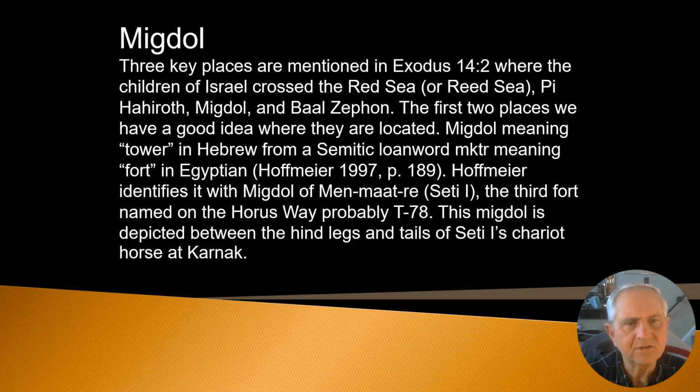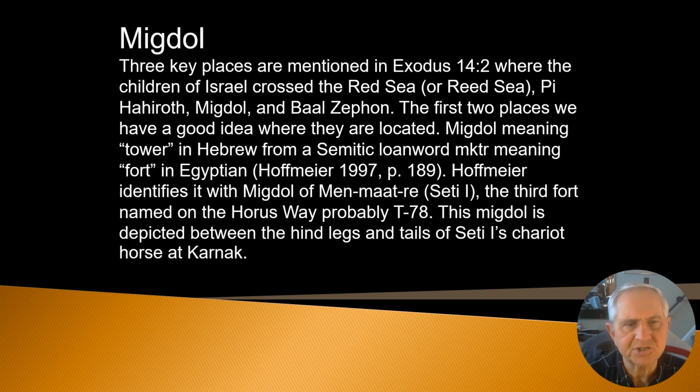The word Migdol here means tower, or fort. These three places are mentioned in Exodus 14:2, where the children of Israel crossed the Red Sea, or Reed Sea as it is in the Hebrew: Pi-hahiroth, Migdol, and Baal-zephon.